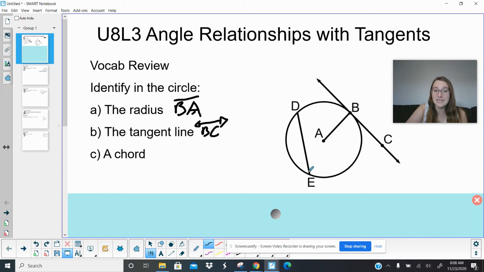So that leaves DE to be the chord. Remember that a chord is nothing really special. It just connects two points on the circle, and that's it. Any two points, connect them. We call that a chord.